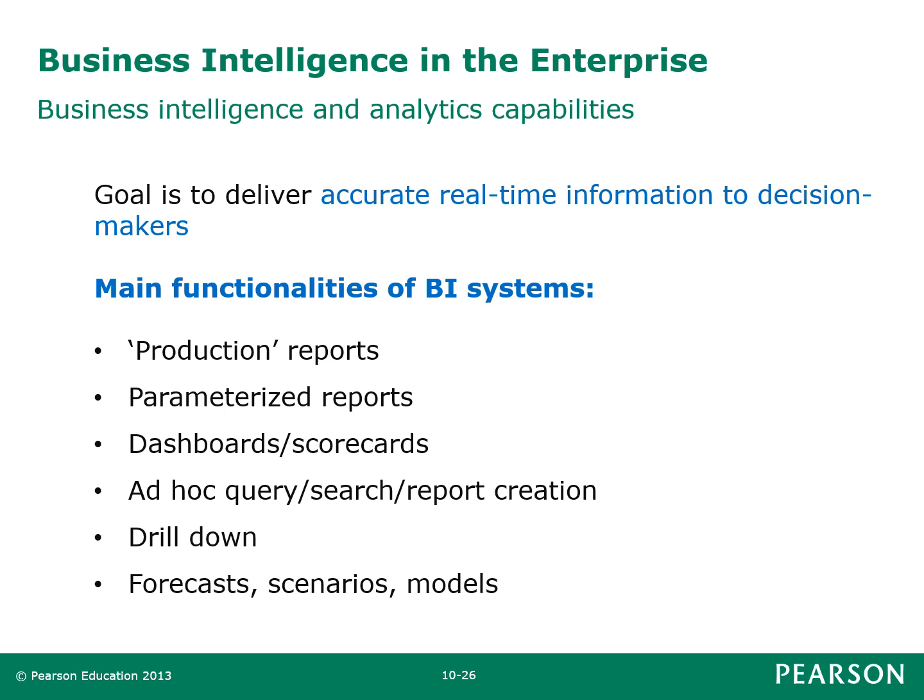Here are the main functionalities of business intelligence systems. There are 6 analytic functionalities: predefined production reports, parameterized reports, dashboards and scorecards, ad hoc queries and searches, the ability to drill down to a detailed view of data, and finally the ability to model scenarios and create forecasts. Production reports present standard reports containing period-related business information like production, inventory, sales, finance, or marketing.